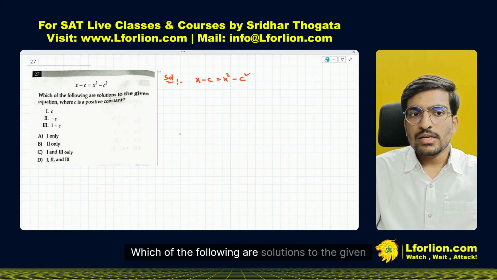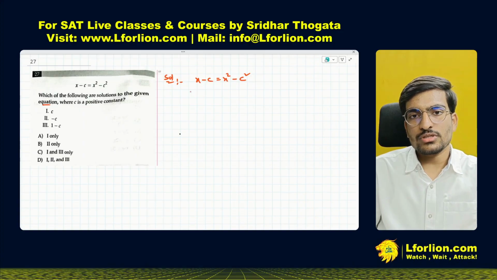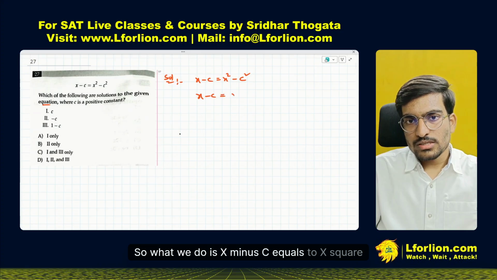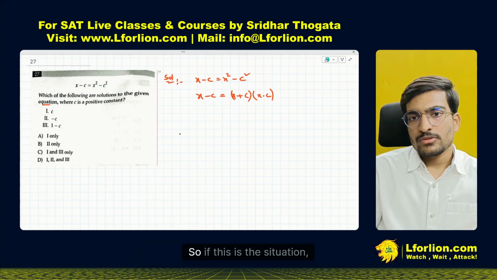Which of the following are solutions to the given equation where c is a positive constant? So which are all the solutions for this? What we do is, x minus c equals x square minus c square. We can write it as (x plus c)(x minus c), because it is in the form of a square minus b square.